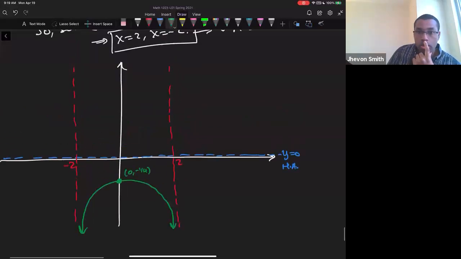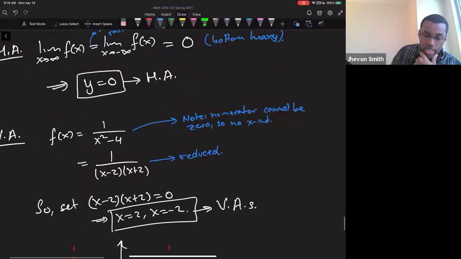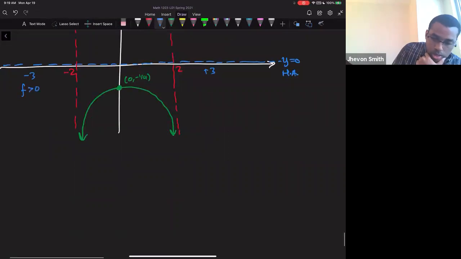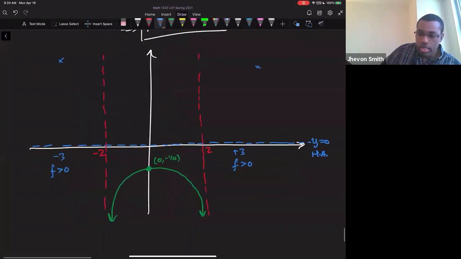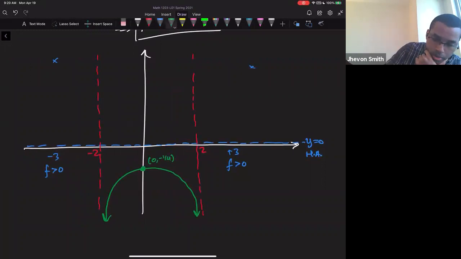To figure out what the graph is doing outside here, I can plug in some test value, say plus three and minus three. And then here, you'll notice that if I plug in minus three, it gives me a positive number. And if I plug in a plus three, it also gives me a positive number. So I know the graph is up here. So the graph has to approach the vertical asymptotes, and it can't crash through them because it would cause a division by zero. But it also needs to approach zero as it's going along. So the graph will have to do something like this.